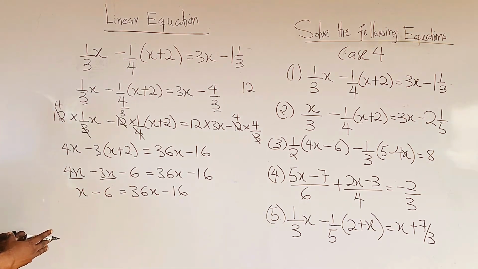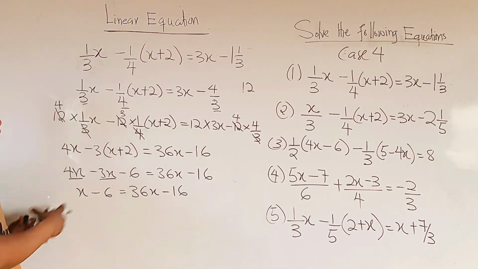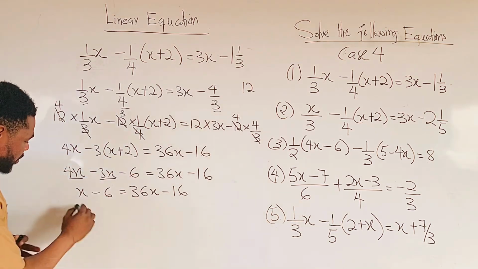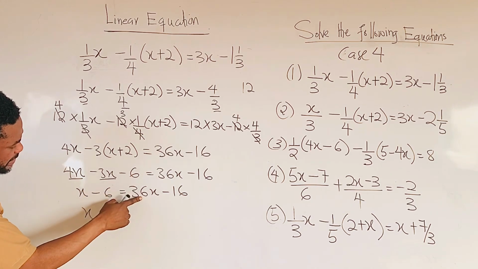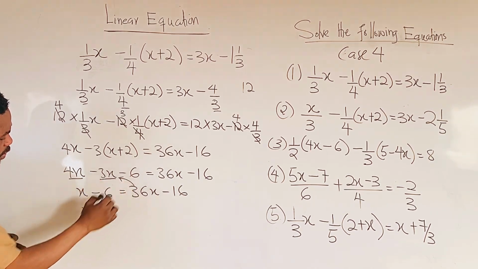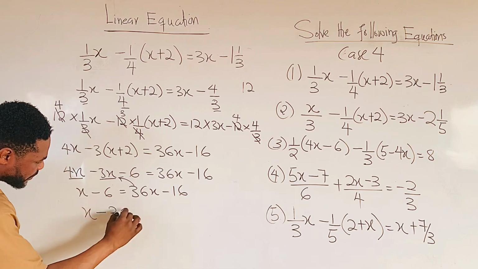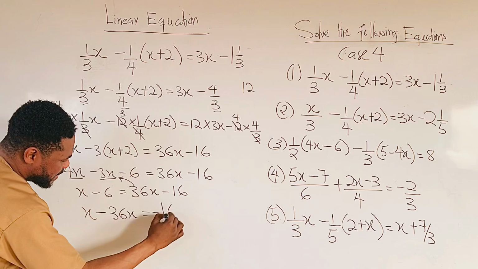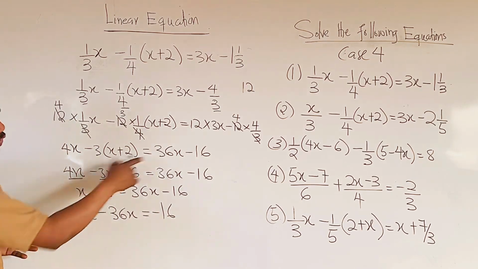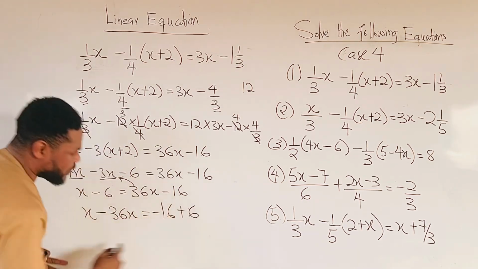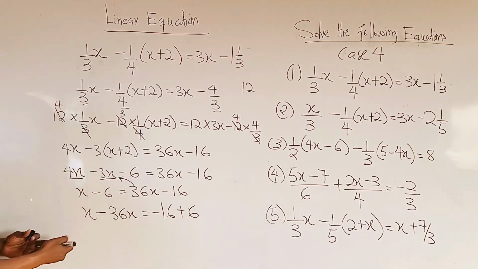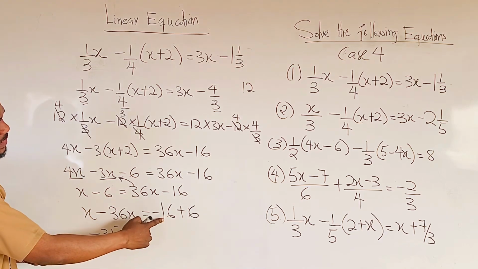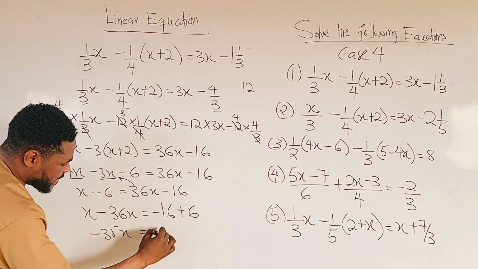At this level, what are we going to do? We group like terms, all our x at one side and the numbers without x at the other side of the equation. So we have x here, this is positive 36x, so it will cross the equal to sign and it's going to give us negative 36x. All right, equal to, we have negative 16 here, the negative 6 will cross the equal to sign and we are going to have positive 6. Now we simplify this and we are going to have minus 35x equal to minus 16 plus 6. It will give us minus 10.